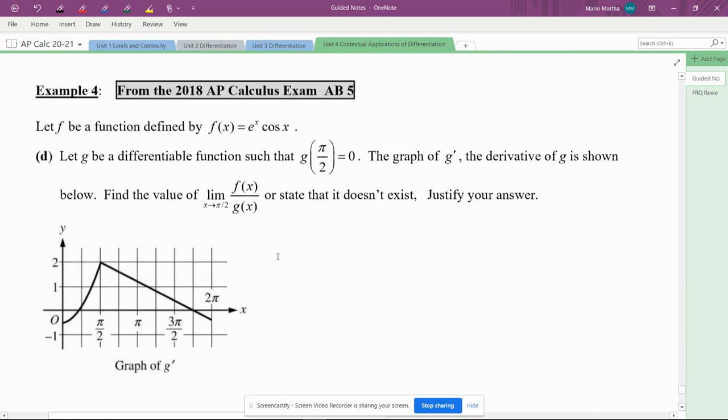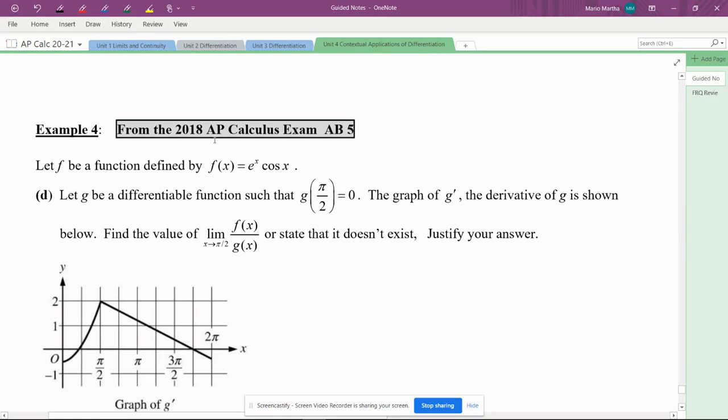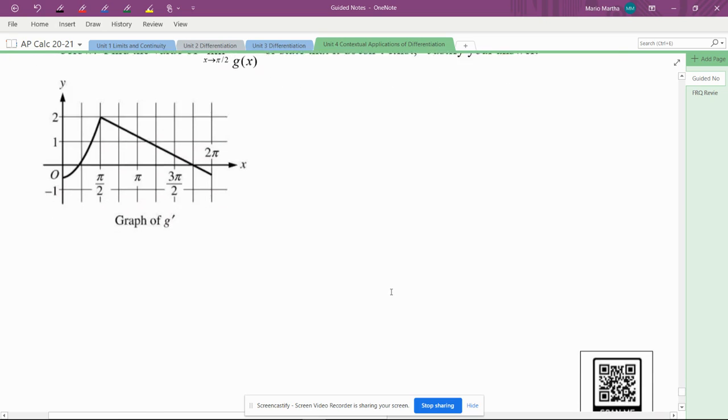And then lastly, we're going to look at example 4. So from the 2018 AP Calculus exam AB, question 5: let f be a function defined by f of x equals e to the x times cosine of x. Let g be a differentiable function such that g of pi over 2 is equal to 0. The graph of g prime, the derivative of g, is shown below. Find the value of the limit as x approaches pi over 2 of f of x over g of x, or state that it doesn't exist, and make sure you justify your answer.